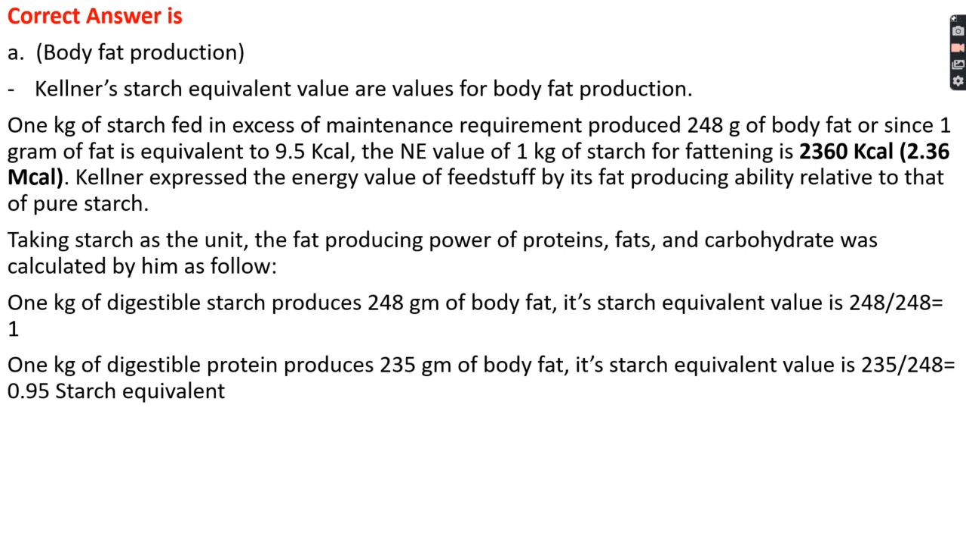Taking starch as a unit, the fat producing power of a protein, fat, carbohydrate was calculated by him as follows. 1 kg of digestible starch produced 248 gram of body fat. Its starch equivalent value is 248 by 248, which is 1. Similarly, 1 kg of digestible protein produced 235 gram of body fat. Its starch equivalent value will be 235 divided by 248, which is 0.95 starch equivalent.